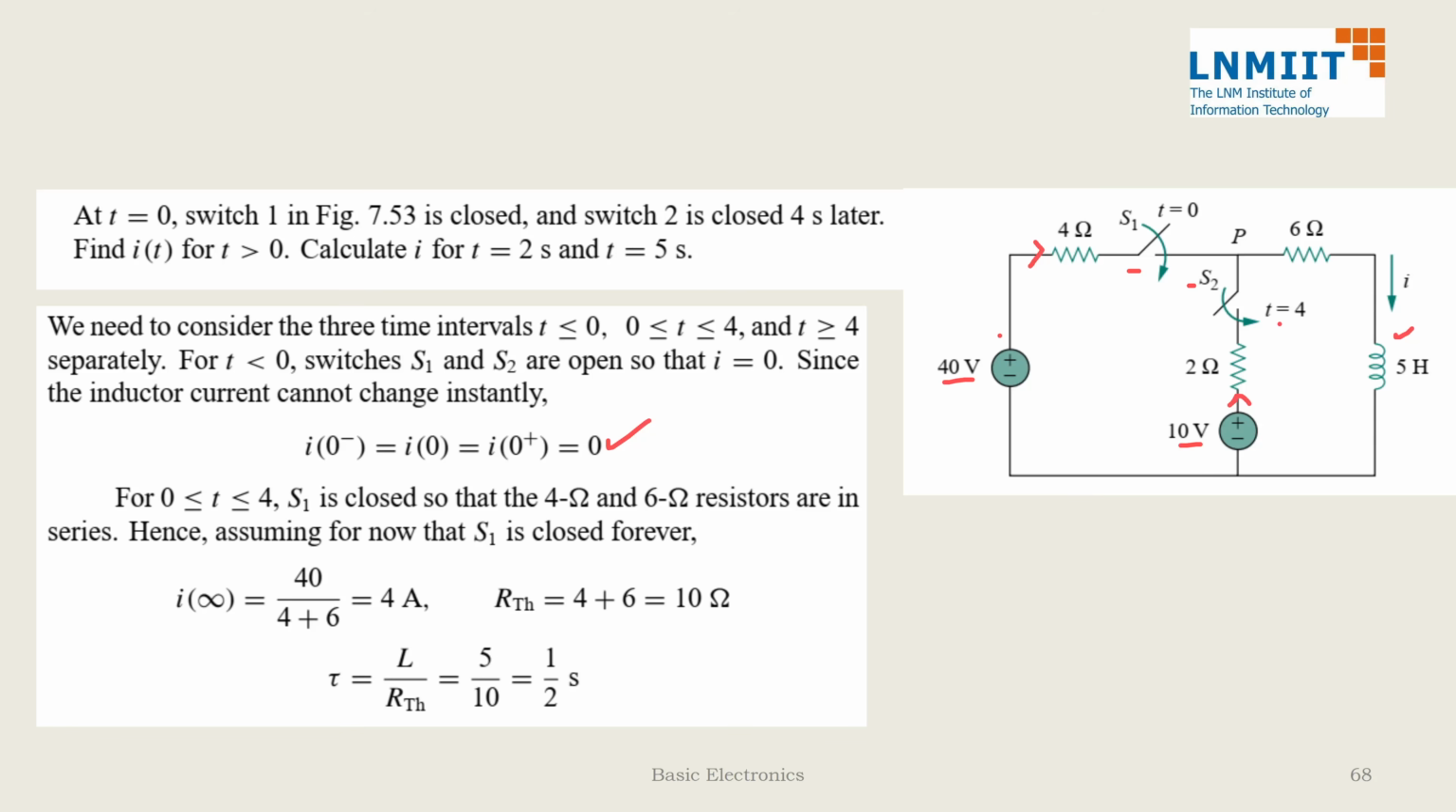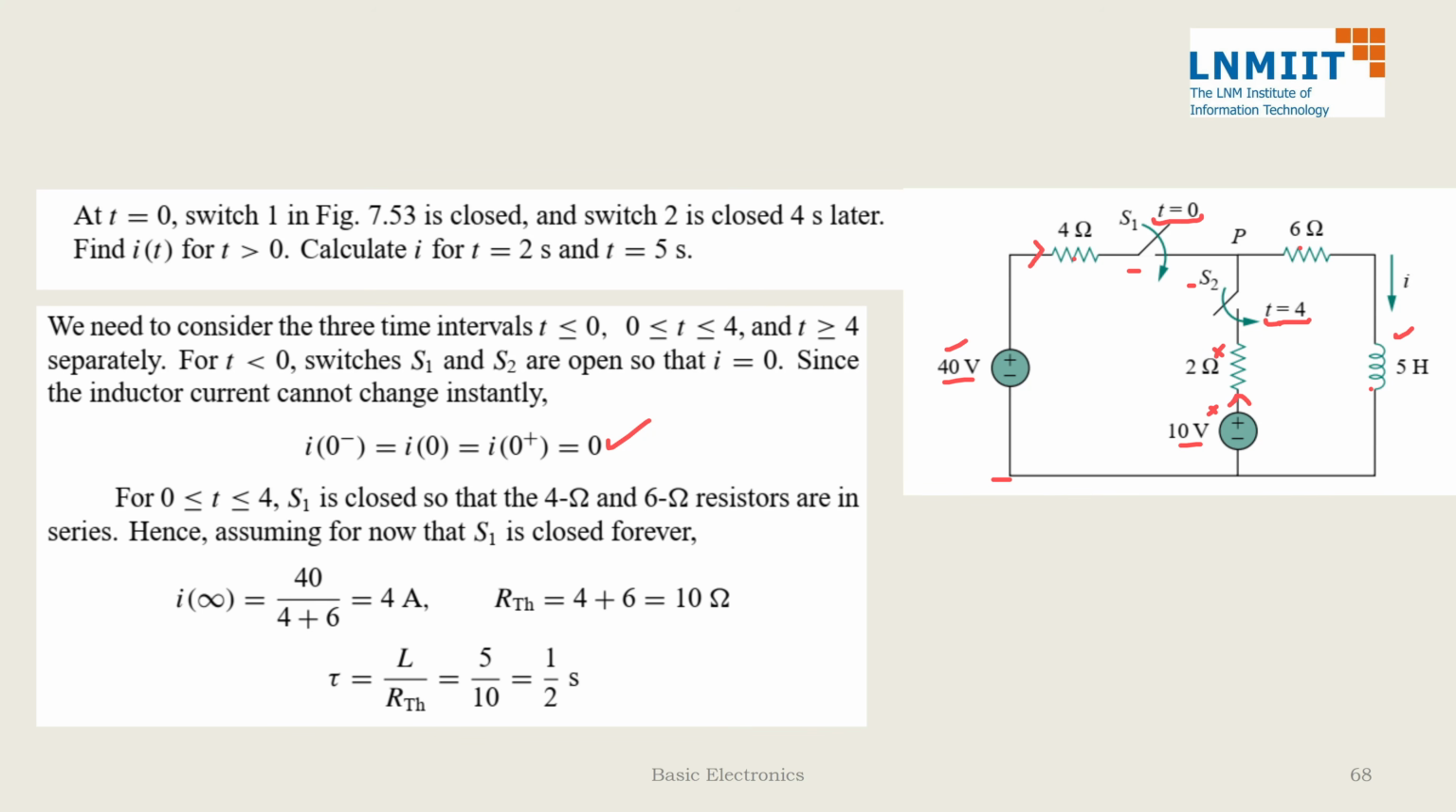So we are fine. Now let us assume that only S1 is closed, and S2 is still open because it is t equal to 0; we have not reached t equal to 4. So this part is out of the picture, and now I have this series circuit, and assume that for infinite time this combination will remain. That means 40 volt, 4 plus 6, 10 ohm, and 5 Henry.